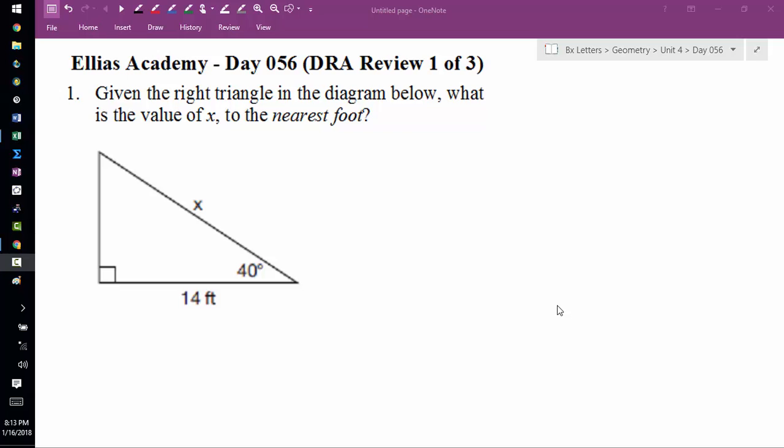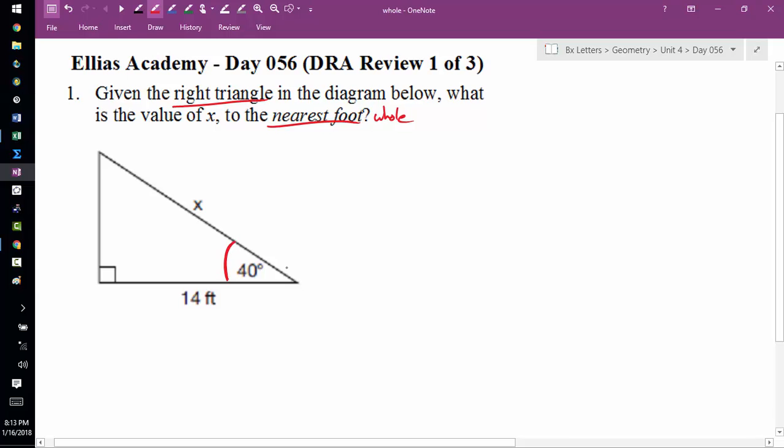So problem number 1, it says, given the right triangle in the diagram below, what is the value of x to the nearest foot? So that's going to be whole. And if we look at what's given, we can see we have an angle, which is going to serve as our reference angle. And we have two sides.